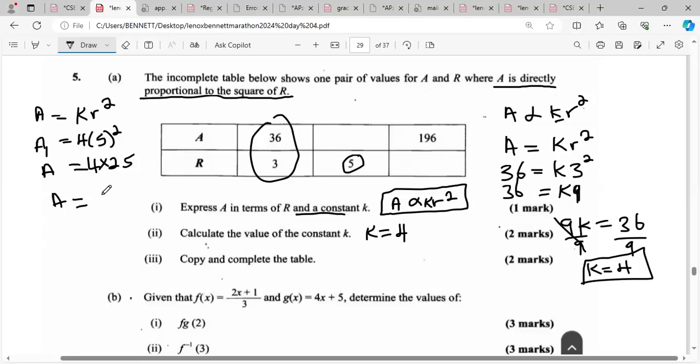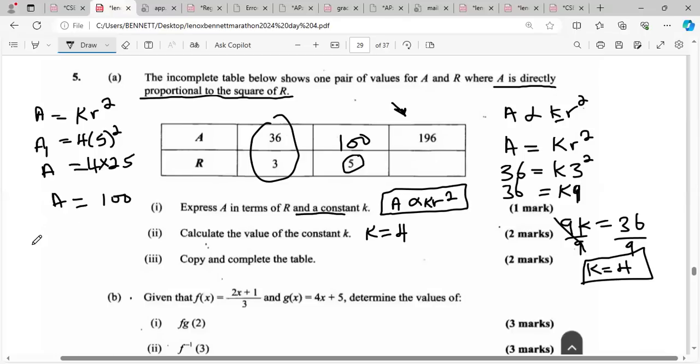4 times 25 is 100. And it makes sense, right? Because if you have 3, it gives you 36, and 5 gives you about 100. This one is 196. So based on this, you expect a smaller number, right? Because all of these have a big number at the top, so you expect a smaller answer. I'm not going to do it again.